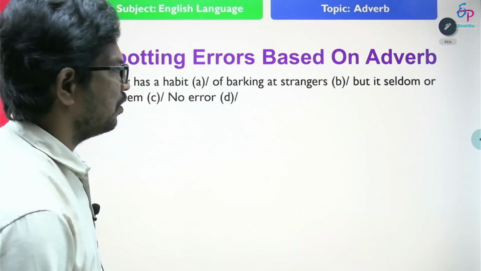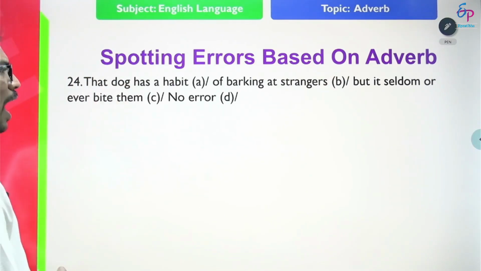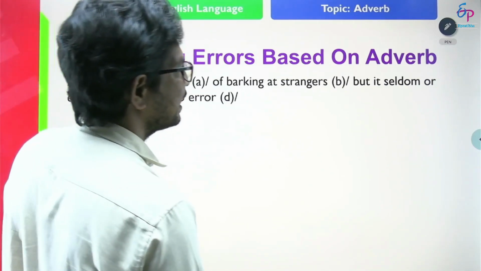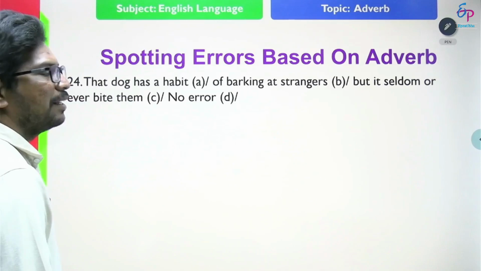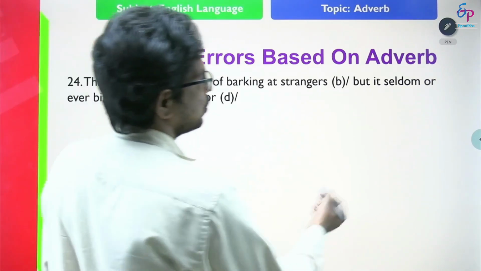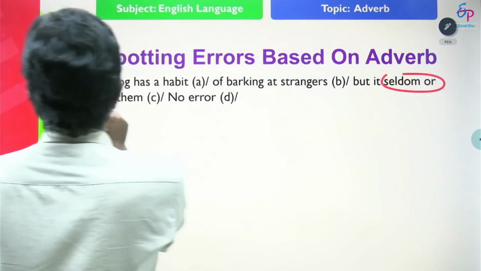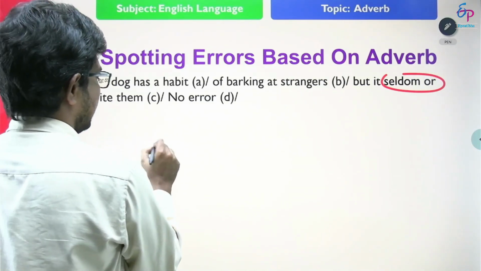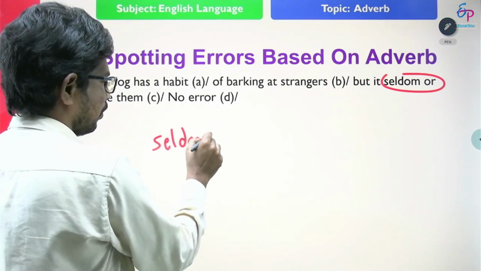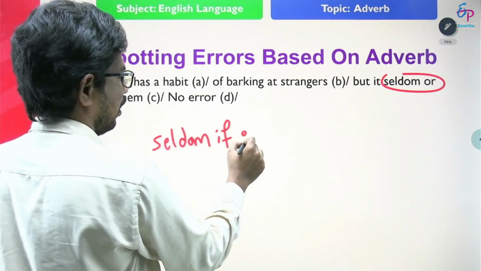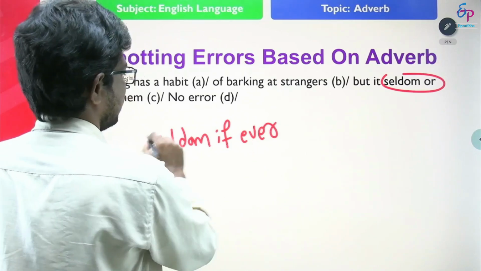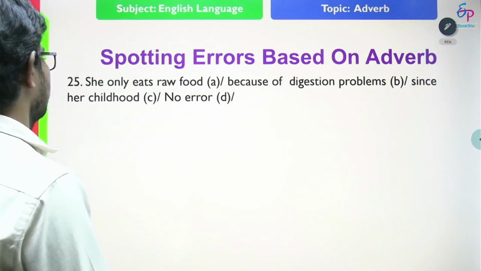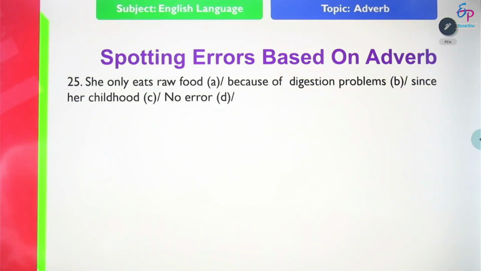See the next statement and find out the error. The dog has a habit of barking at strangers, but it seldom or ever bite them. So that means it is showing a negative contrast. Seldom or ever is wrong. It should be seldom if ever. Seldom if ever should be written. Error is at C.